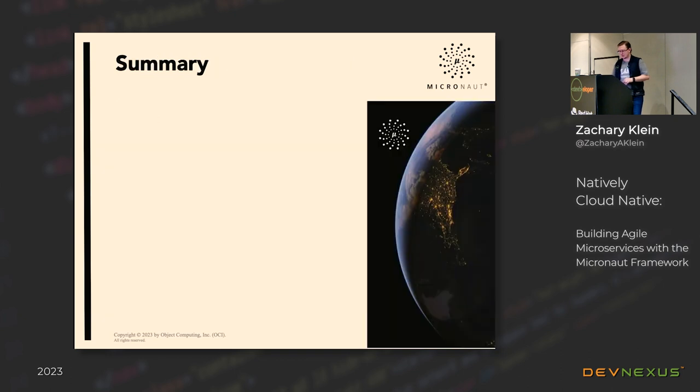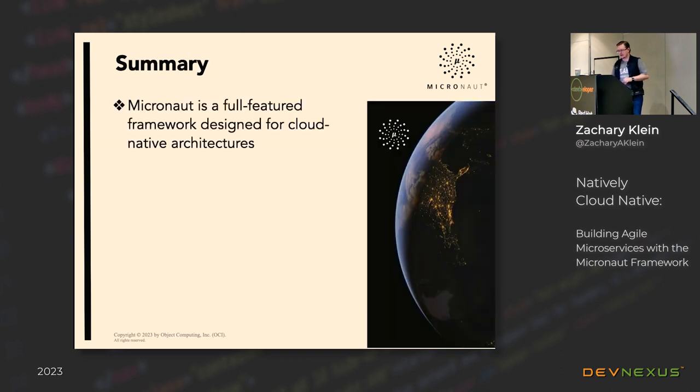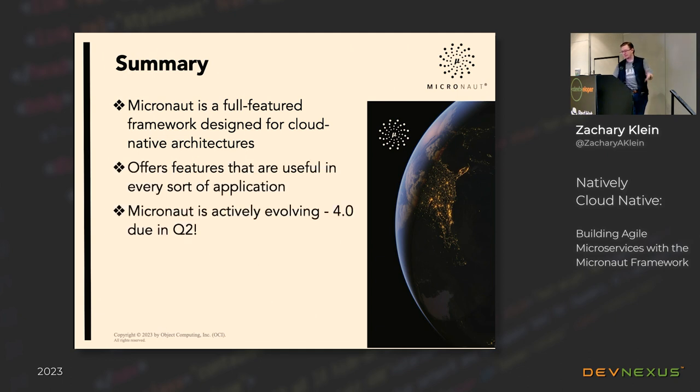So in summary, and I know we're just about out of time here, Micronaut is a full-featured framework. It is designed for the cloud. It's not specific to the cloud. You can use the underlying bits of Micronaut anywhere you can use Java, but it is definitely designed for cloud-native architecture. That's why we've got service discovery, retryable, circuit breakers. These are all features that are designed with cloud computing and distributed architecture in mind. Micronaut is actively being developed. 4.0 is supposed to come out in Q2, I believe.